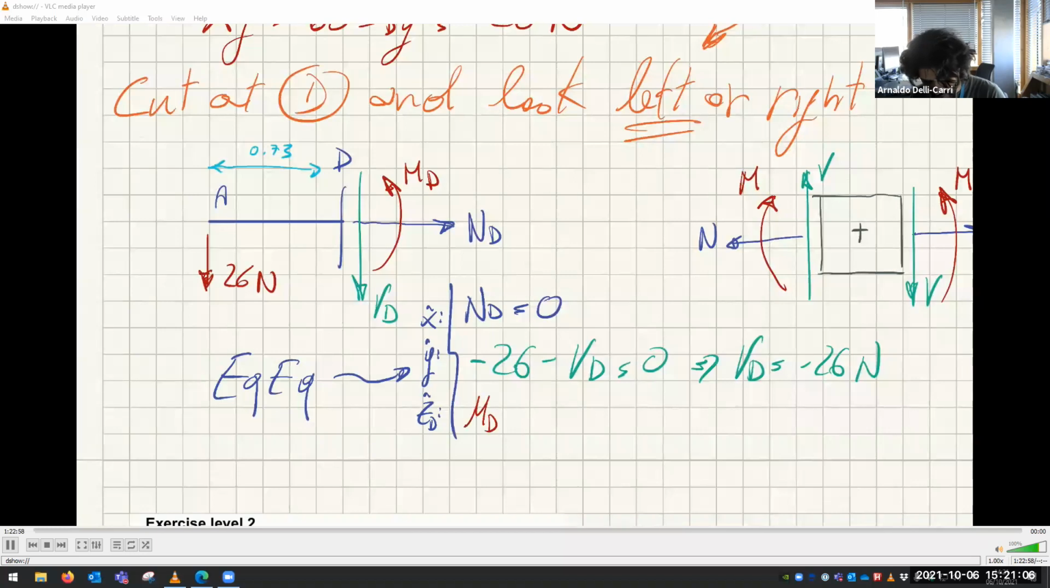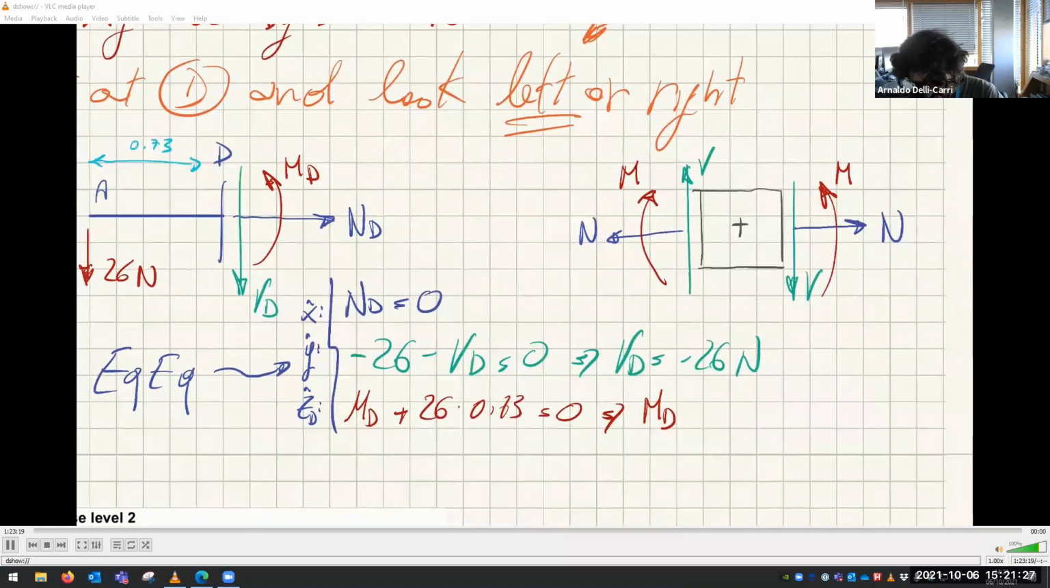And the moment is, we have MD, which is a positive moment. This one gives no moment, this one gives no moment about D because they are passing through D. This one has a positive moment of 26 times 0.73. So MD plus 26 times 0.73 is 0. So that means that MD is 26 times 0.73, 18.98. Let's say 19, minus 19 newton meters.